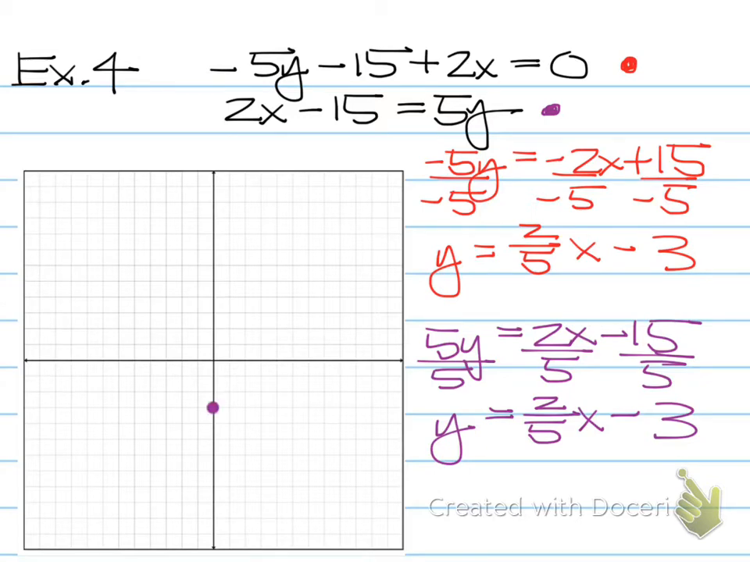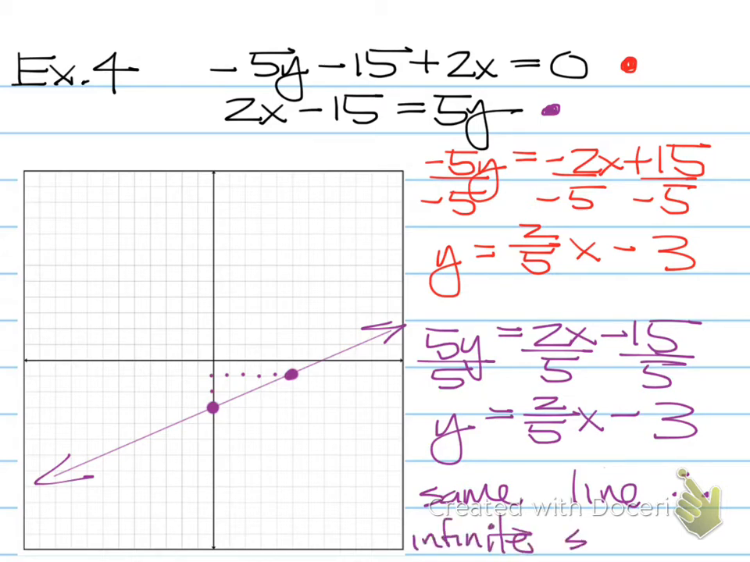The y-intercept is -3. The slope is 2/5. As you can see in both of the equations, they have the same y-intercept and the same slope. So both of the lines are the same line. Since they are the same line, there's going to be an infinite number of solutions. There are infinite solutions since this system is consistent and dependent, meaning that both lines are right on top of each other.